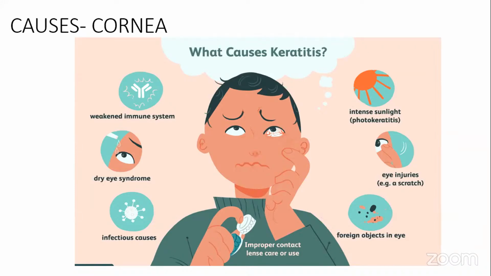So improper contact lens care or use can make the eye red because the contact lens is a thin, transparent material which is introduced onto the eye surface. That material inadvertently can pick up infection or debris can get lodged on it and can result in redness. Foreign objects in the eye, just like you can have on the conjunctiva, can also lodge on the cornea and give you red eye. Eye injuries, for example, mistakenly scratching your eye surface can also give you a red eye.